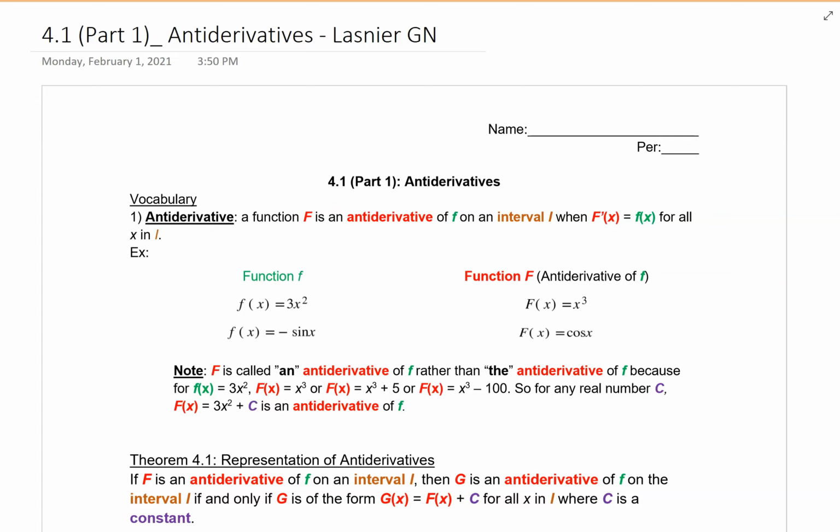Hello guys, and welcome to our first video note section for our second semester, where we are beginning in chapter 4 and on the concept of antiderivatives. So what is an antiderivative?